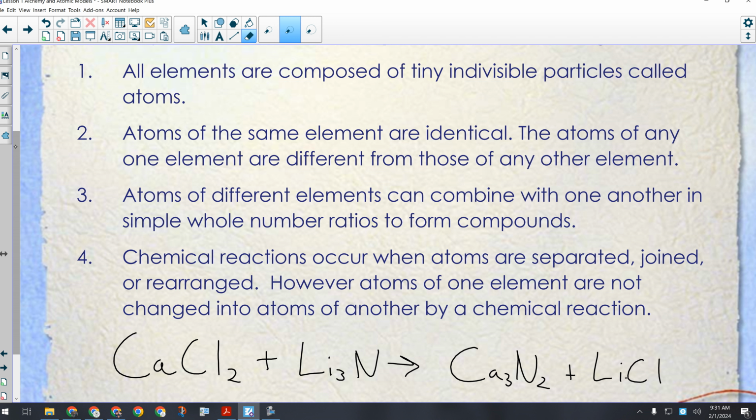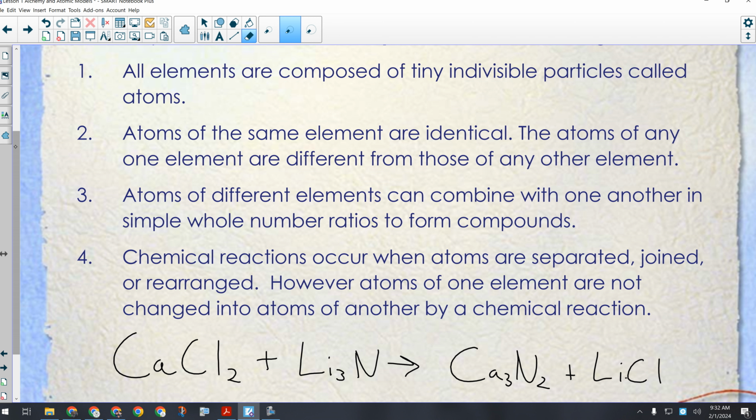Yes, atoms are too small to see, but if they were invisible, all things would be invisible because all things are made of atoms. Indivisible means I can't split them, at least not by physical or chemical means. We know now that the atom can be split, but that's a nuclear thing. That's different. The second point, atoms of the same element are identical.